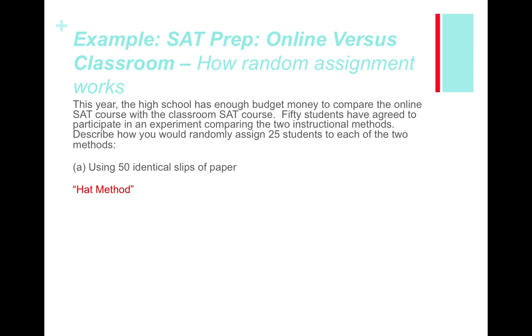Okay, so let's take a look at how we could have randomly assigned in that SAT class. So this year, the high school has enough budget money to compare the online course with the classroom course. Okay, so 50 students have agreed to participate in an experiment comparing the two instructional units. Let's describe how. You would randomly assign 25 students to each of the two methods, okay?